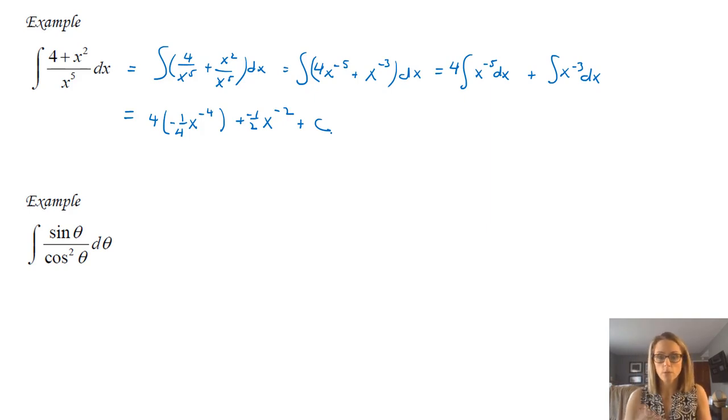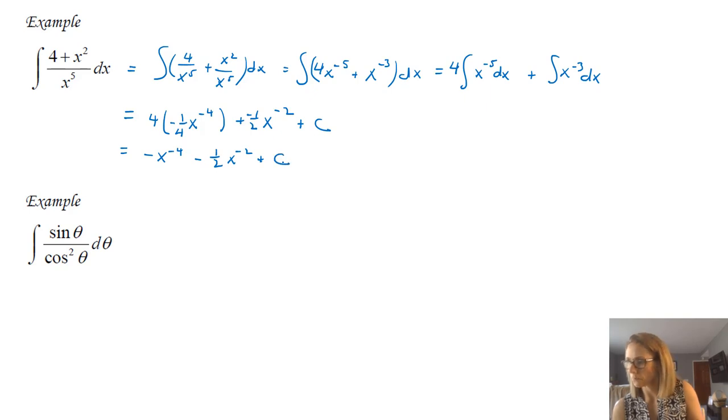because I've now taken my antiderivative on both of those pieces, and my antiderivative always needs to have that constant that could have been there, because this is a function. I can do a little bit of simplification here. It looks like I'm going to have negative 1/4 x to the negative 4th, minus 1/2 x to the negative 2 plus c.